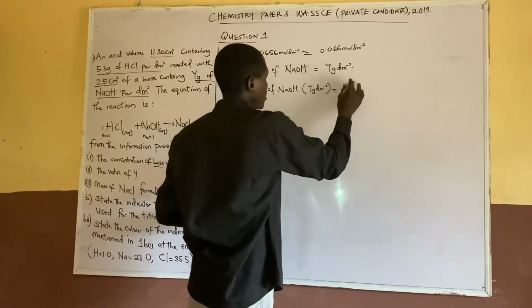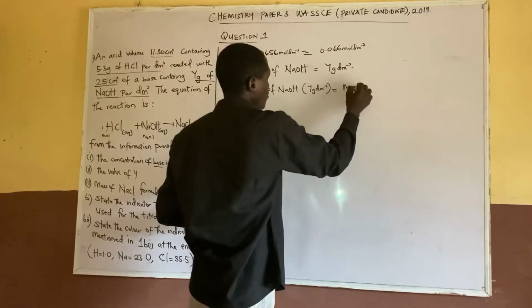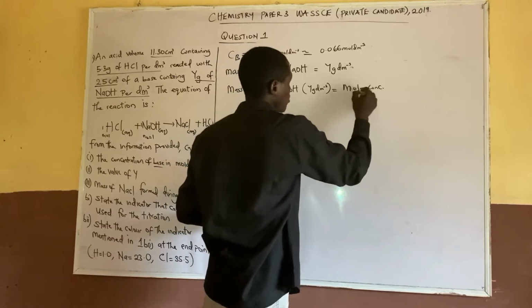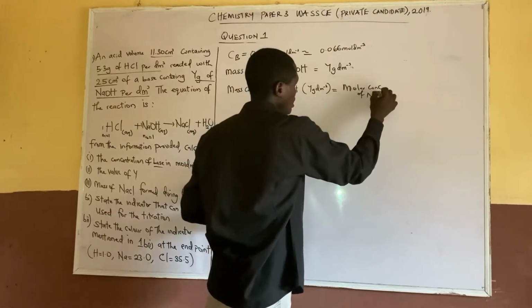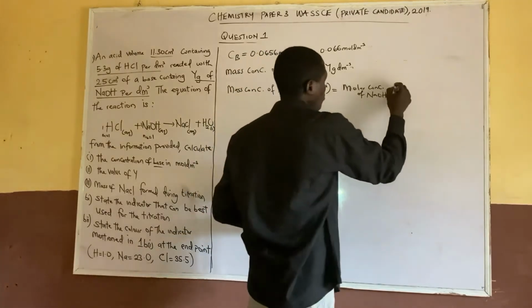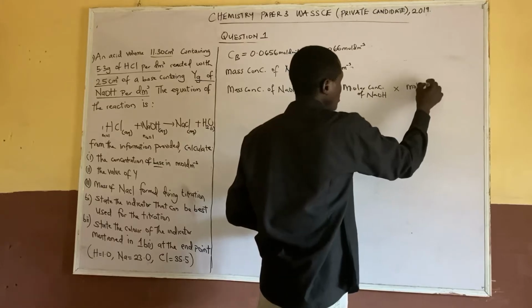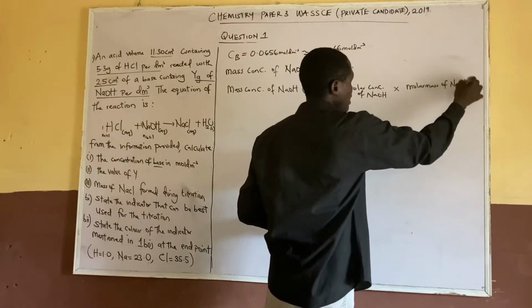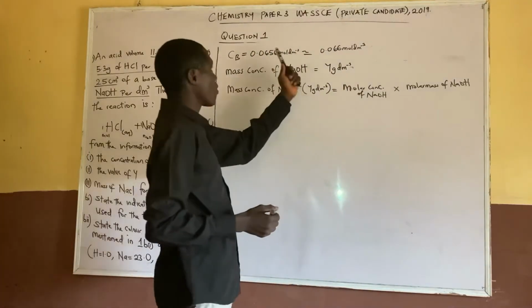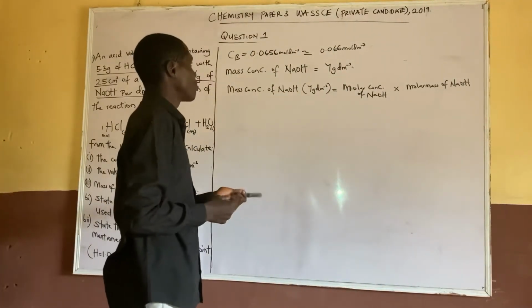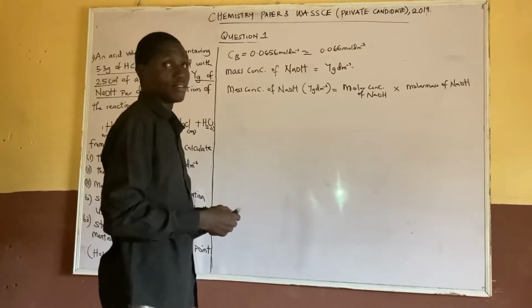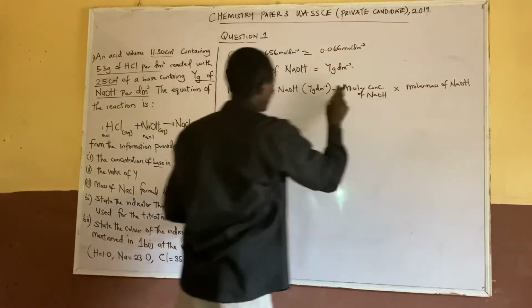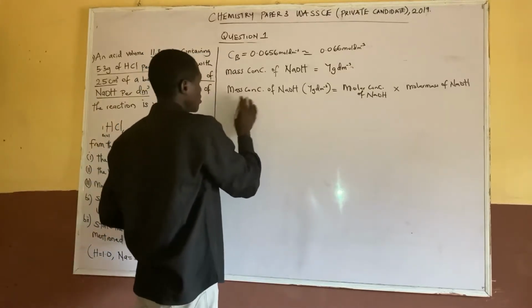the molar concentration of sodium hydroxide multiplied by the molar mass of sodium hydroxide. Now we've gotten our molar concentration, which is 0.0656 mole per dm cube. So let's get our molar mass so that we can substitute the values into this formula.